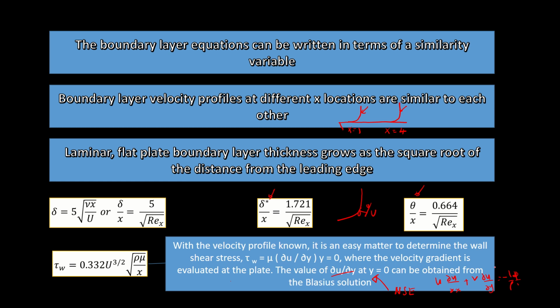So u du dx plus v du dy equals minus 1 over rho dp dx plus the viscous term. For the Blasius solution, the pressure gradient is 0, so it is just the viscous term, nu d squared u over dy squared. This is the definition of du dy. So you just do a single integration, and then you will obtain du over dy.